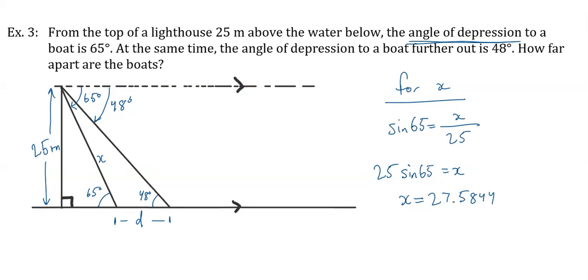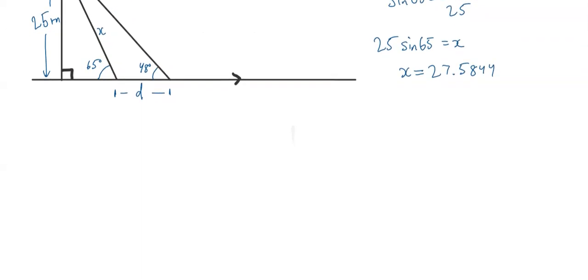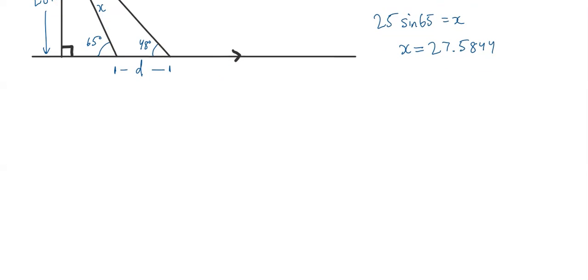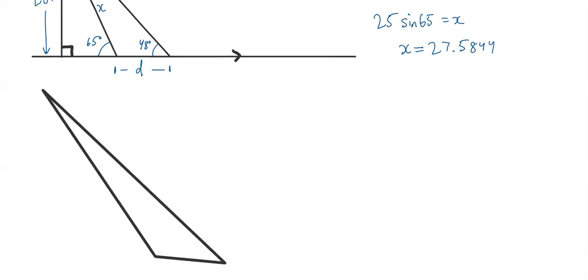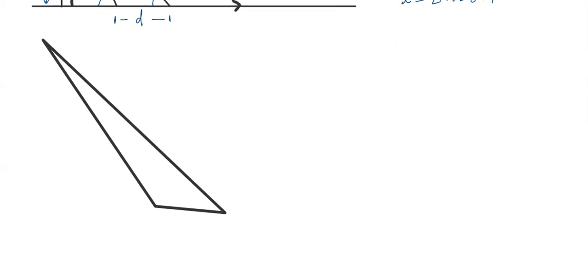And now I have a triangle like this. Let's see if this works. Nice. Okay, and this is the D that I'm trying to find. This is the 27.6, and this is 48. What do I need in order to solve for D? And can we get the angle at the top?